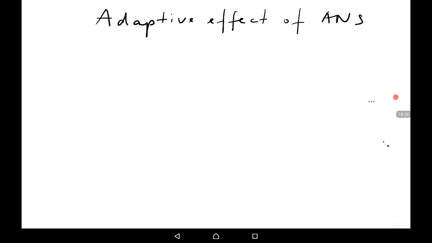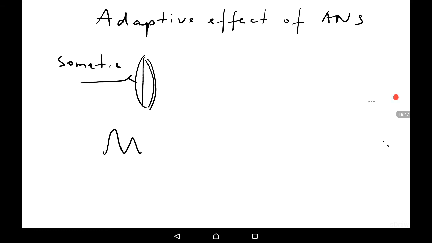Adaptive effect of the autonomic nervous system. It was proved in the experiment of Orbelli, and what was done? The skeletal muscle was stimulated by the somatic nervous system, and the contraction of this muscle was registered. So we have a myogram, and at the end the muscle was tired, fatigued, and the amplitude of contractions decreased.